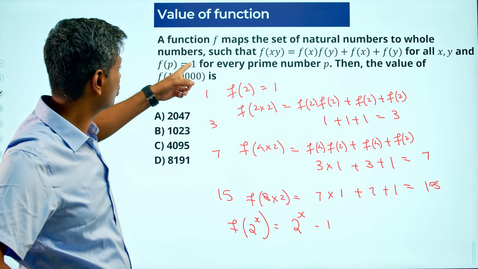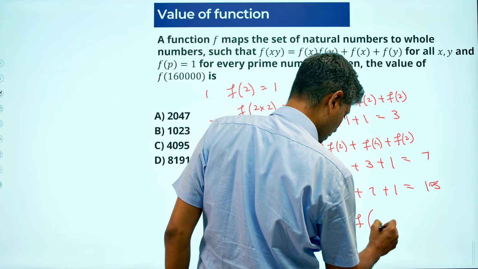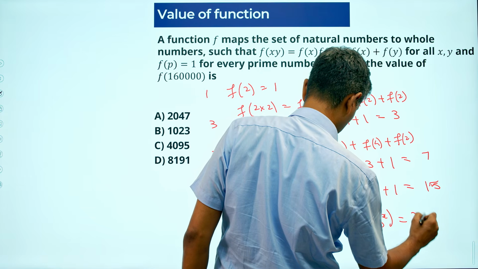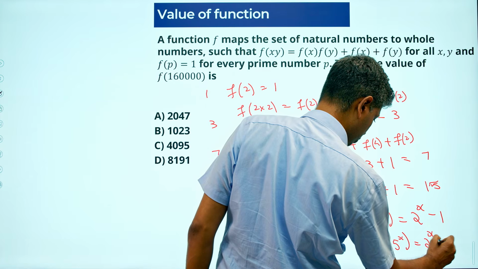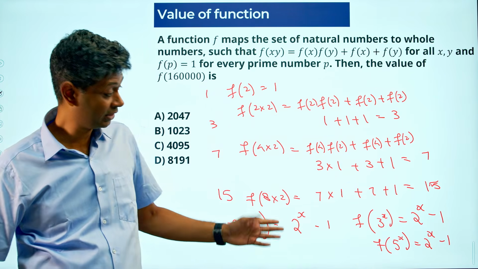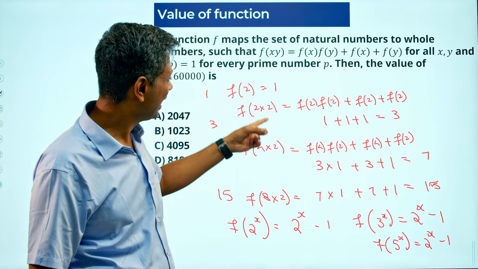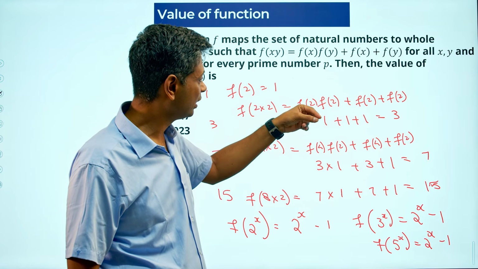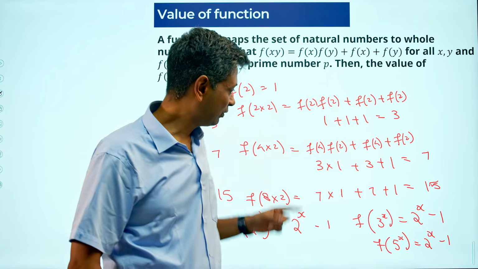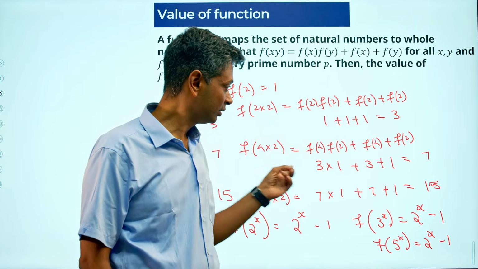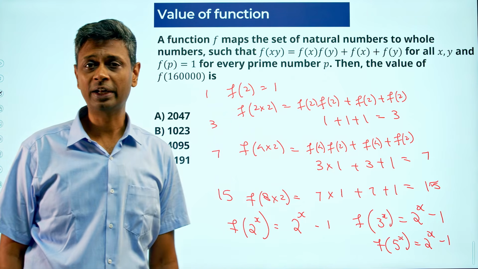Now we know that f of p is 1 for every prime number p. So I can simply extrapolate this and say f of 3 power x is also 2 power x minus 1. F of 5 power x is also 2 power x minus 1. Remember, it doesn't become 5 power x minus 1. It's still 2 power x minus 1. Because of the same logic, f of 3 into 3 is f of 3 into f of 3 plus f of 3 plus f of 3, which is 3. F of 9 into 3 is going to be 7. And so any prime number power x gives 2 power x minus 1.